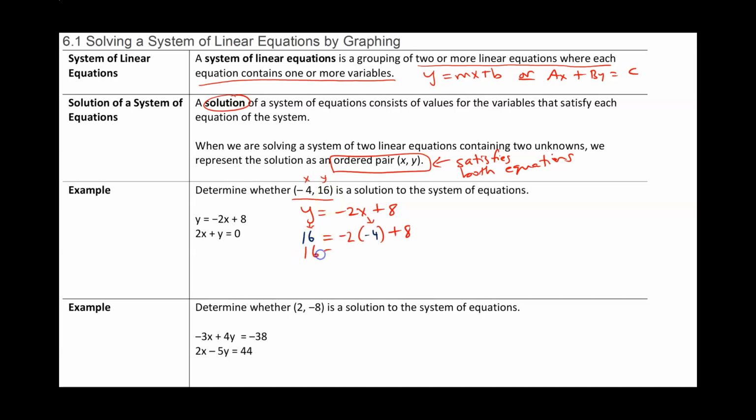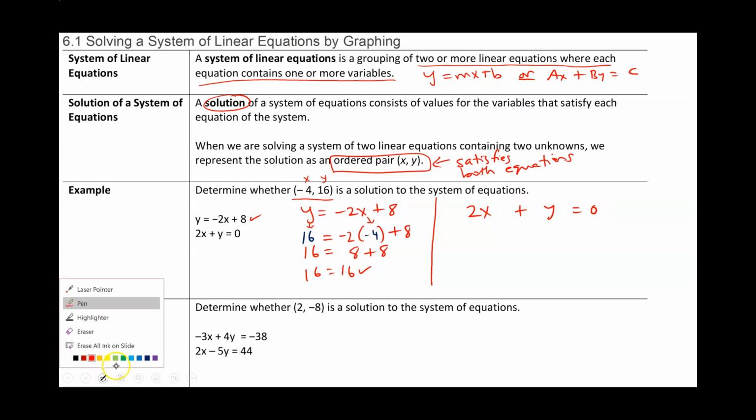So here we get 16, negative 2 times negative 4 is positive 8. Remember that a negative times a negative is positive. And we get 16 equals 16. Since the left side and right side are equal, this satisfies the first equation. But now we want to check, for this point to be a solution, it has to satisfy the second equation also. The second equation is 2x plus y equals 0.